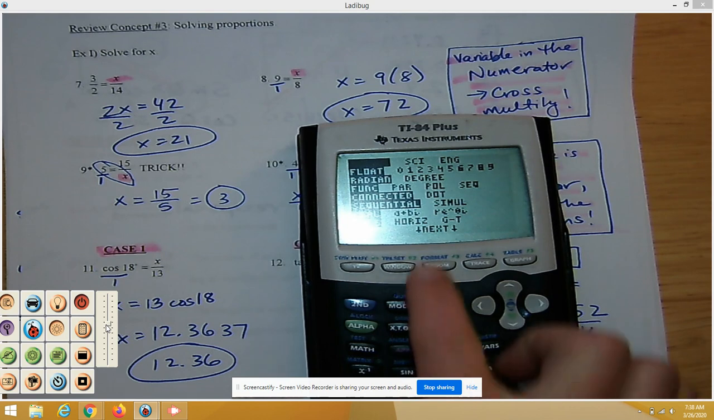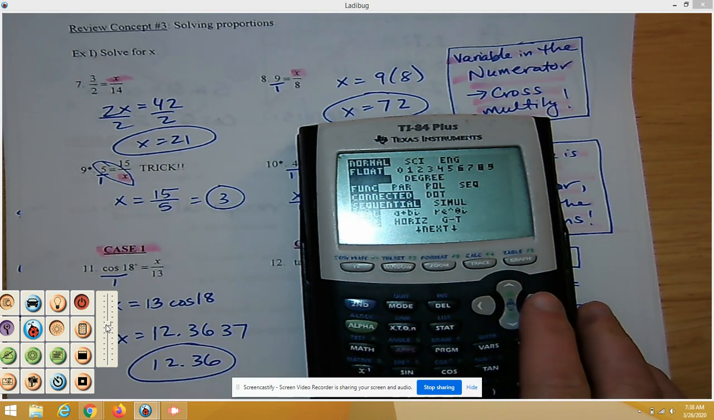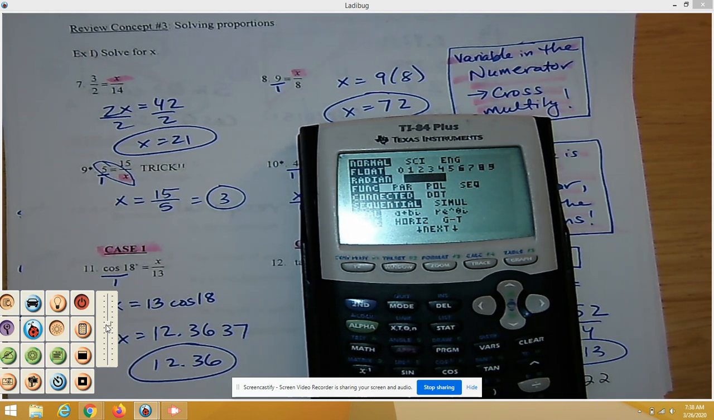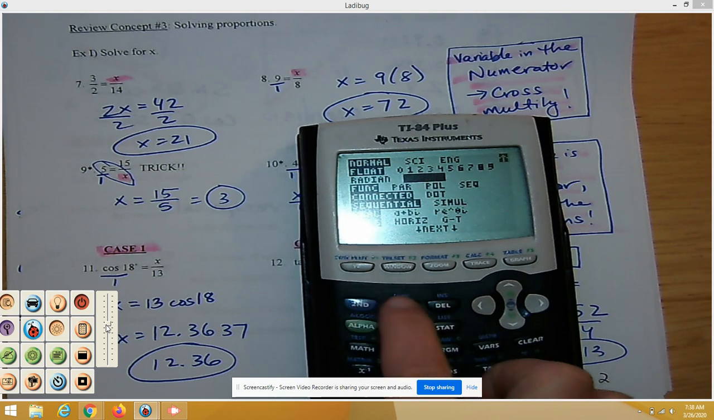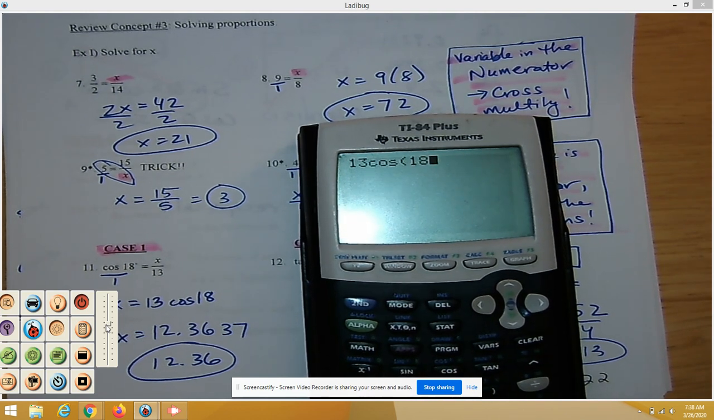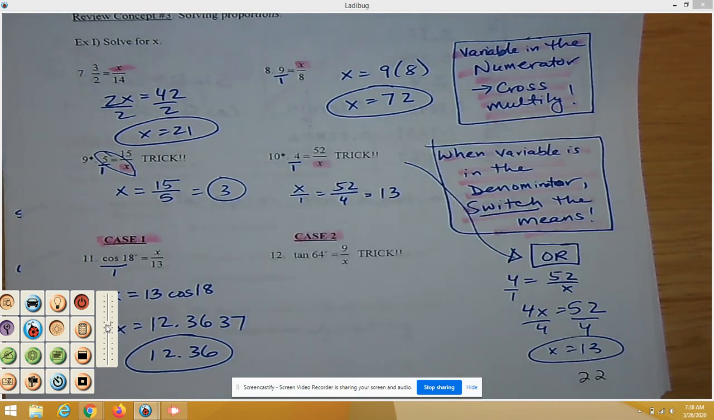So mode up here. Right now I'm doing some work in my Algebra 2 class, and I do that in radians, not degrees. So I would have to convert that to degrees. And then I could do the same thing here and do 13 times the cosine of 18, hit enter, and I would get my answer. So you have some options. Pick one and go with it.